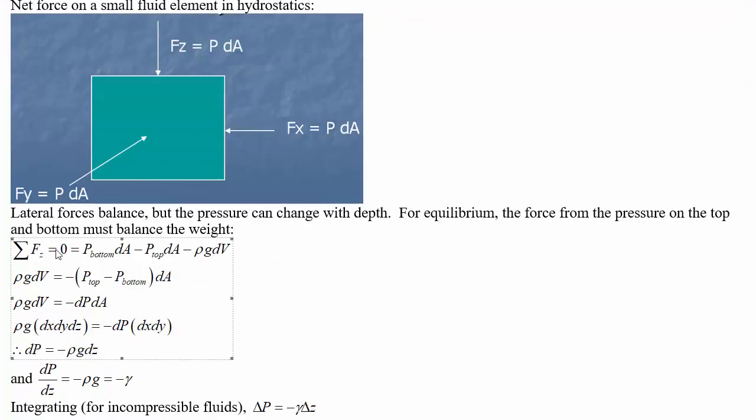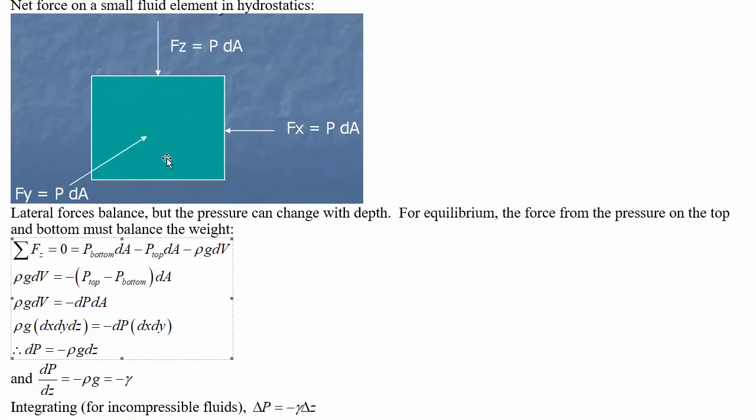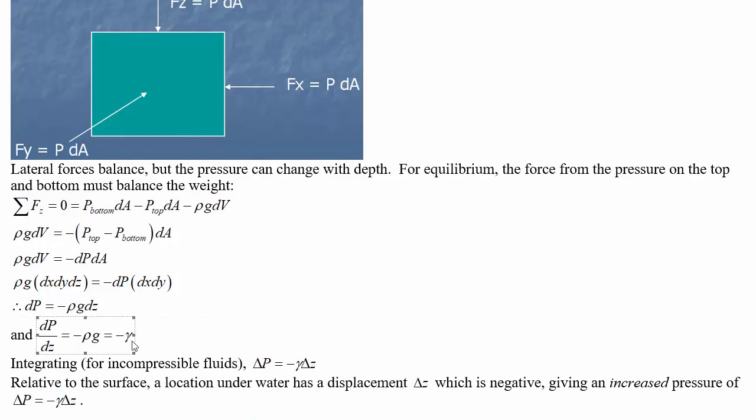If we find the net force in the z direction, the pressure on the bottom times the area of the bottom pushing up, minus the pressure on the top times the area of the top pushing down, minus rho g times the little bit of volume of this element, the weight of the thing, has to equal 0 for it to be static in equilibrium. And what that leads to is the fact that the pressure has to be changing with z, given by negative rho g, or negative the specific weight of the fluid.